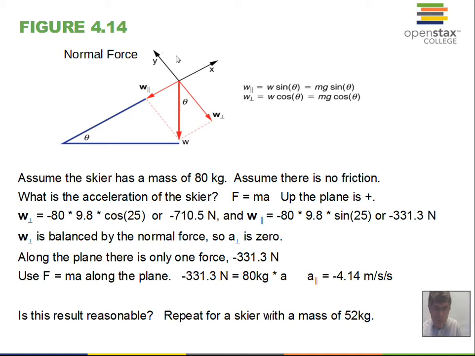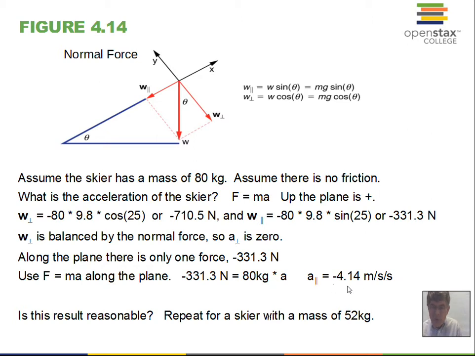In the direction perpendicular to the plane, the forces add to zero. Don't need to calculate any acceleration for that. Along the plane, without friction, there's only one force. That force is the component of the weight that acts down the plane, the side that's opposite to the theta. So minus 331.3 is our force. Putting this into F equals ma, we've got the net force. There's only one force, so that is the net force. M is 80 kilograms, and our a value is minus 4.14 meters per second squared.